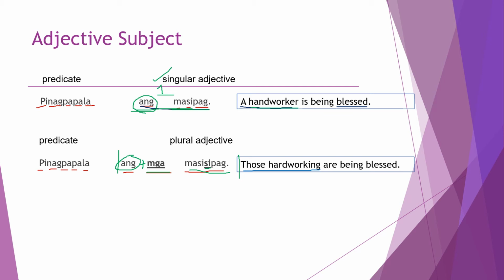So, pinagpapala ang mga masisipag means those hardworking are being blessed. So, did you see the pattern? If it's singular, we use ang. And if it is plural, we use ang mga. Okay?